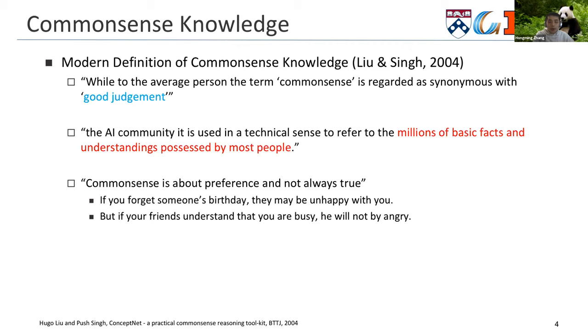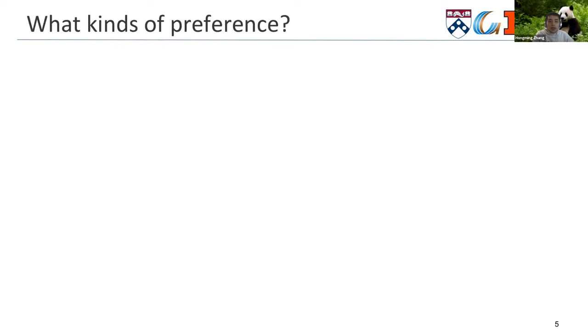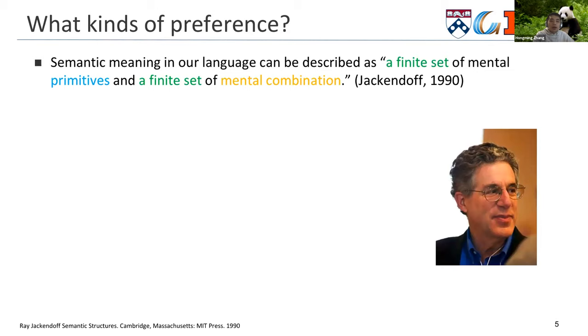So from this example, we can see that different from factual knowledge, like Obama was the president of the United States, which is always true, common sense is not. So let's go a little bit deeper and think about where such preference could happen. Based on Jackendoff's semantic theory, the semantic meaning in our language can be described as a finite set of mental primitives and a finite set of mental combinations.